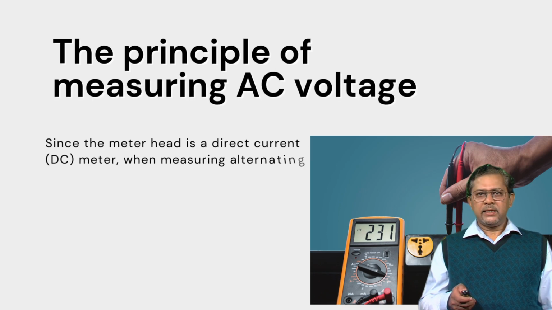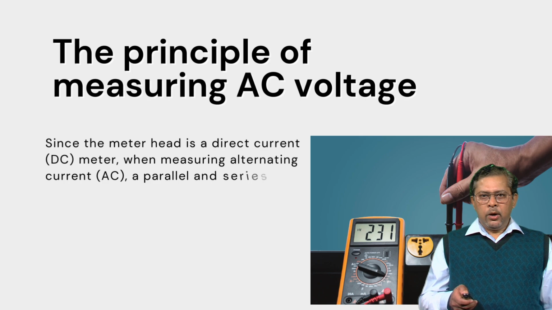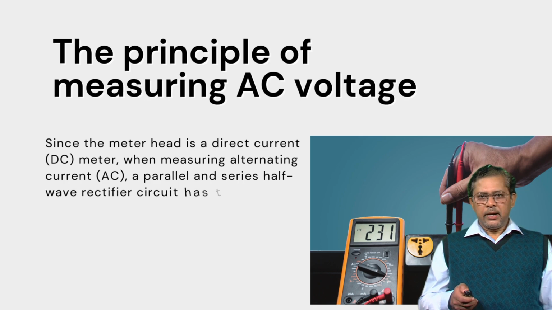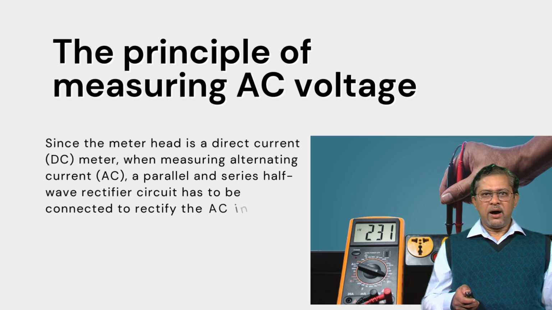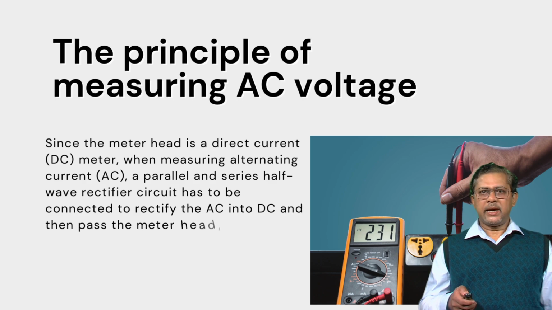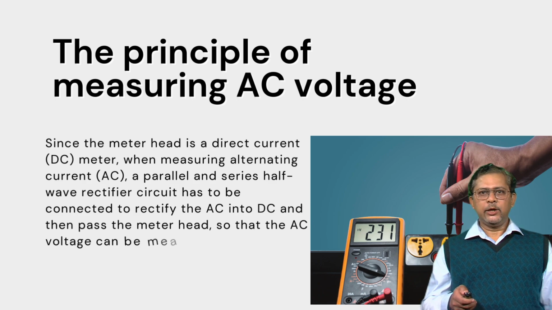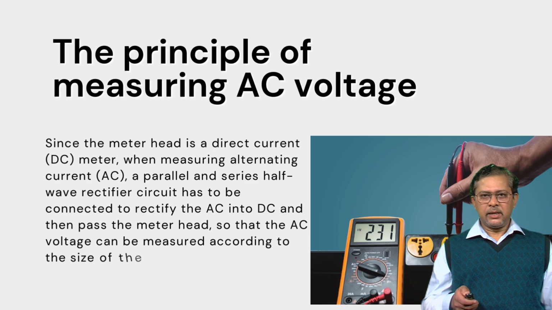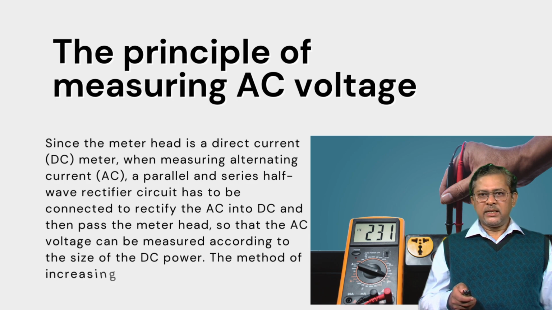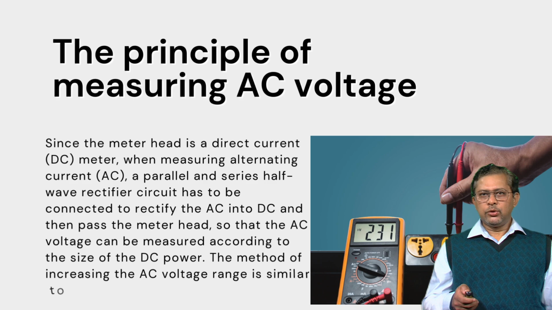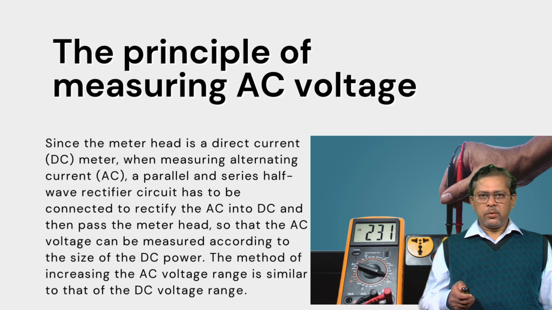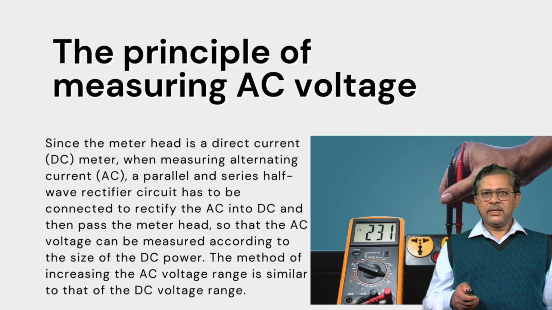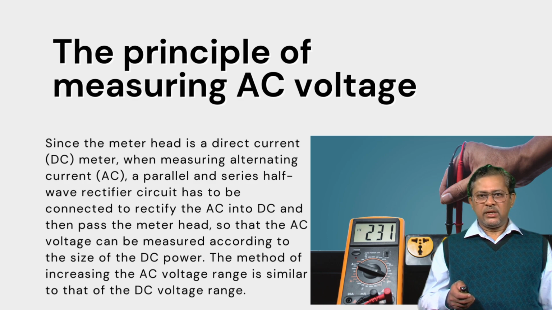Since the meter head is a direct current meter, when measuring alternating current, a parallel and series half-wave rectifier circuit has to be connected to rectify the AC into DC and then pass it to the meter head, so that the AC voltage can be measured according to the size of the DC power. The method of increasing the AC voltage range is similar to that of the DC voltage range.